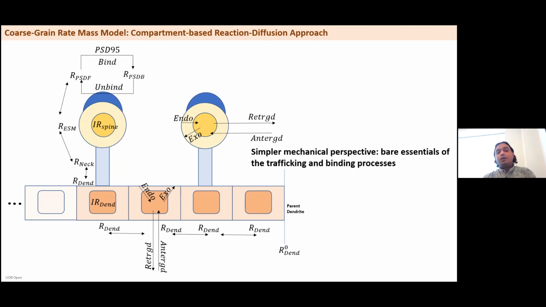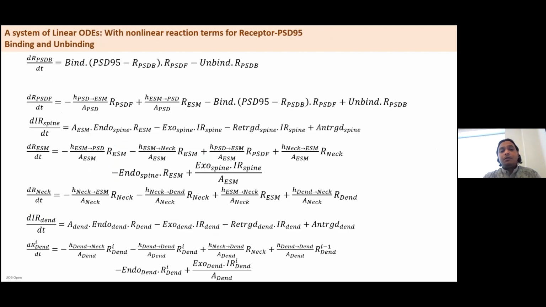So this coarse-grained model provides a very simple mechanistic structure capturing the most essential interactions for trafficking and binding processes. Now, this model works on a system of mostly linear ODEs, where the only nonlinear reaction terms are for the binding of the receptor with PSD95, and this is just because the binding depends on the availability of the free PSD95 slot proteins.